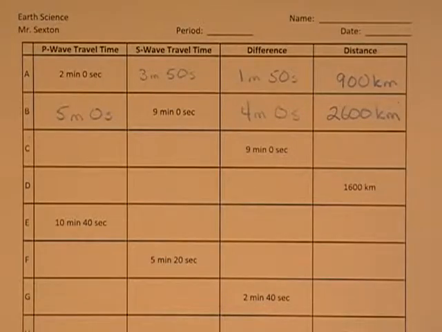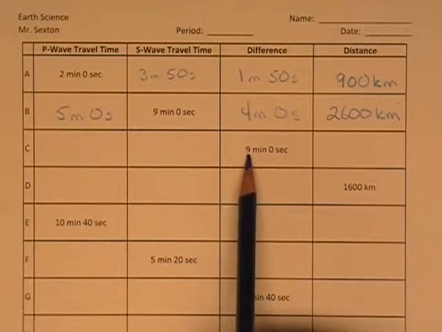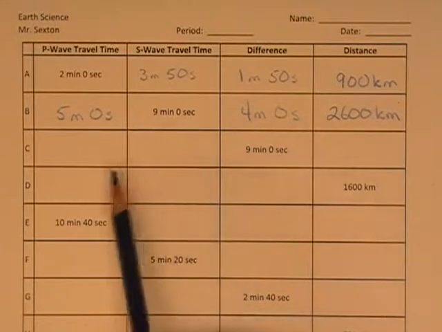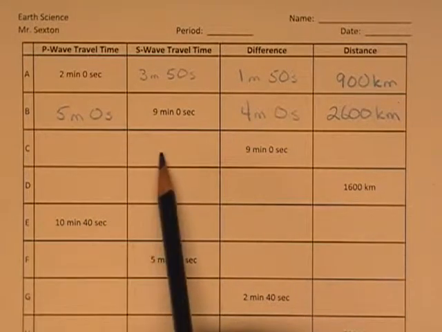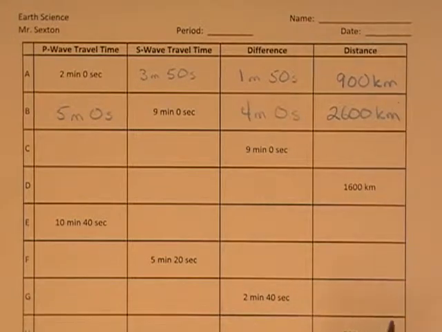The next earthquake is characterized by a different set of clues. This one's a little different in the sense that this time we get the difference is equal to 9 minutes and 0 seconds. We don't know what the P wave travel time or the S wave travel time was, nor the distance. This one's a little trickier. We can still figure it out because the relationship between the two waves is very, very specific.